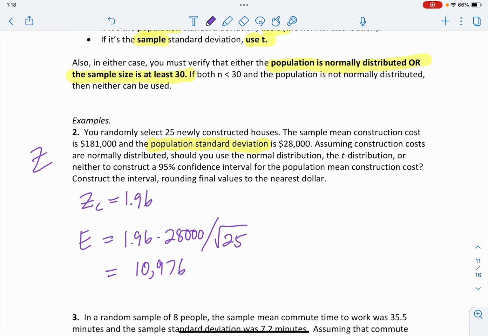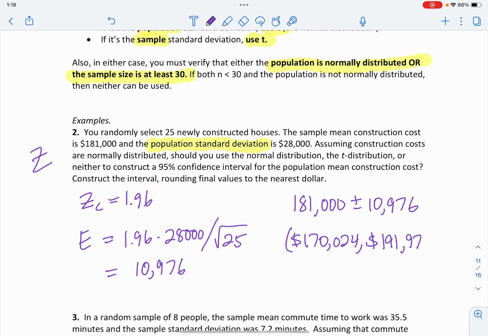And then what we're going to do is take that, here's another way to write it, taking that sample mean, adding and subtracting. I'm doing it this way because these numbers are so long. I don't want to write them all out, right? I can add and subtract that value, right? And so boop, boop, boop, punch into my calculator, and I get these two dollar amounts, 170,024 and 191,976. Okay, we got that.